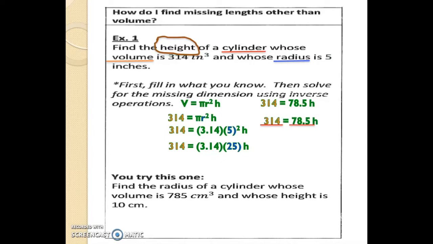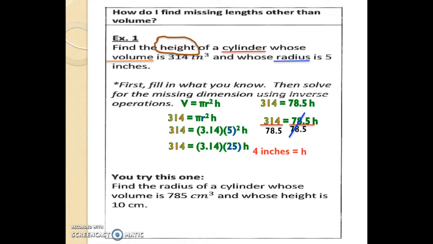Now we're down to a one-step equation. How do I solve? I need h by itself. So I need to divide both sides by 78.5. That will cancel, leaving me with 4 inches as my height. Hope that's making sense. Pause the video and give this one a try.